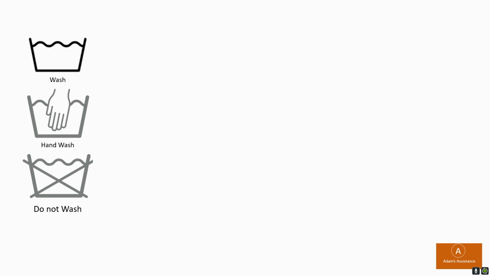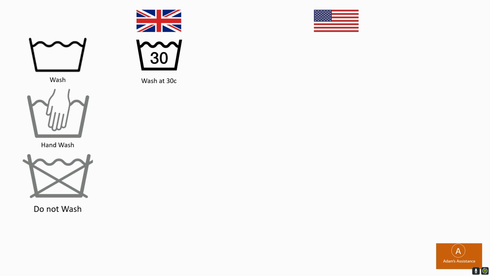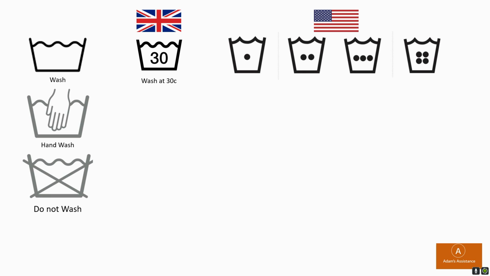Now, there are some other variants to these, and depending on where you buy your clothes, if you get them from the UK, Europe, or the United States, you'll have slightly different variants when it comes to the temperature. So in the UK and Europe, we'll have something like this. We'll have a number inside the icon telling you what temperature to wash at. In this case, we've got wash at 30. Over in the States, you'll typically find this. Dots going up representing a hotter temperature, starting with a cold wash, going to warmer, and finally a hot wash.